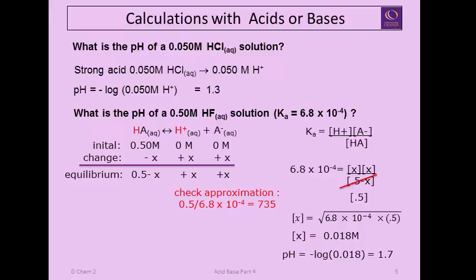If I want the pH, you take the minus log of that concentration, so you get a pH of 1.7. A few key points here. It's a weak acid, so we assume it's going to be a lot less than fully dissociated. We started at 0.05 molar and ended up at 0.018 molar, so that makes sense.